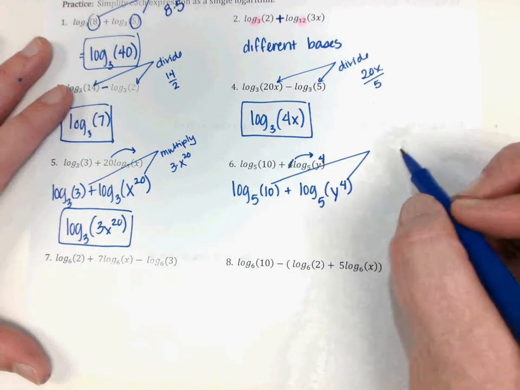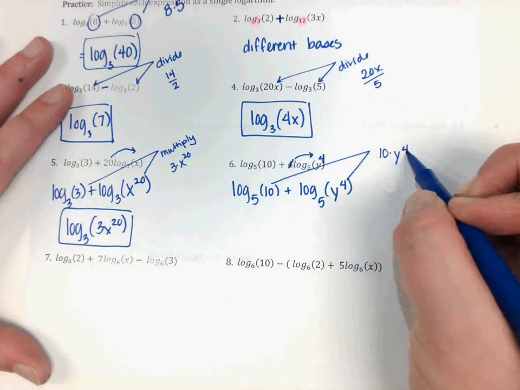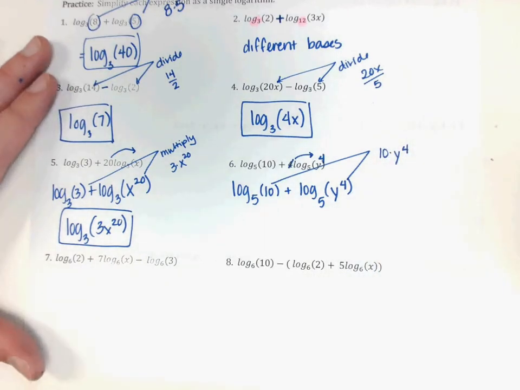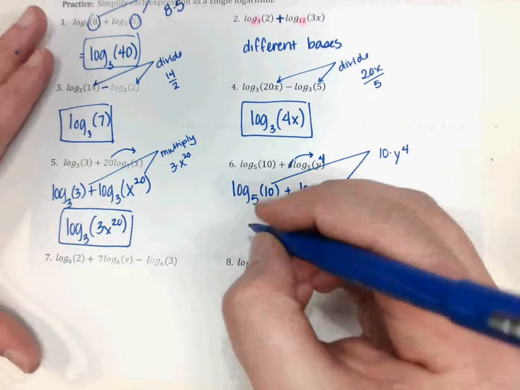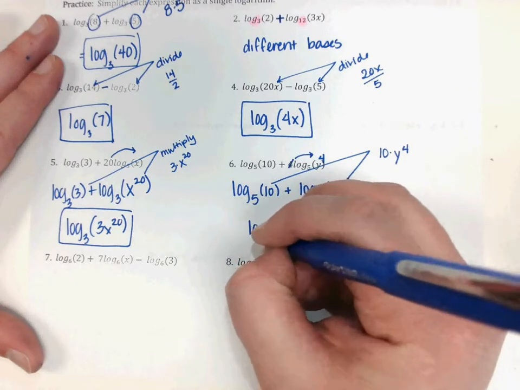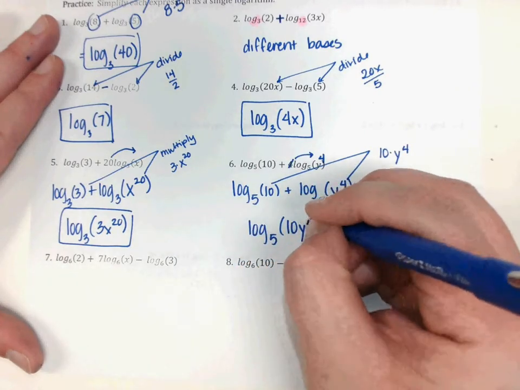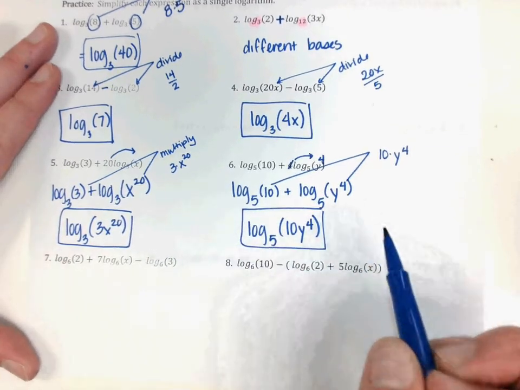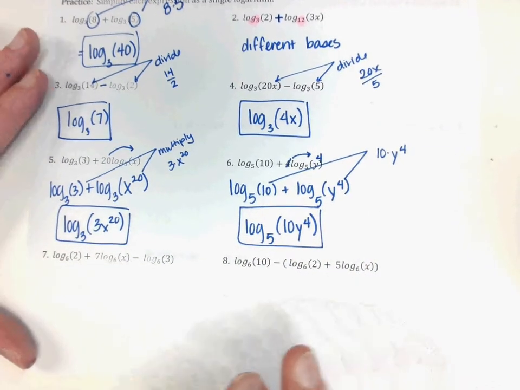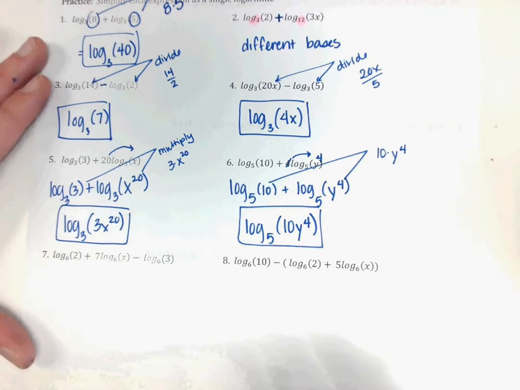And when I multiply 10 times y to the 4, what do I get? 10y to the 4. You just put them together. Okay? So I'd have log little 5 of 10y to the 4. And then keep in mind that if those weren't log little 5s, both of them, you couldn't combine them to begin with. Okay, 2 more left like that.